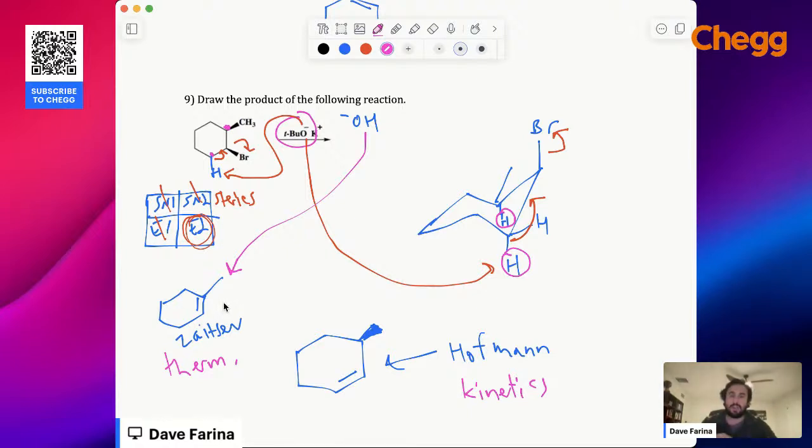The thermodynamically driven product versus kinetically driven product, which has application in many different kinds of reactions. Here it is applied to 2 possible E2 reactions.